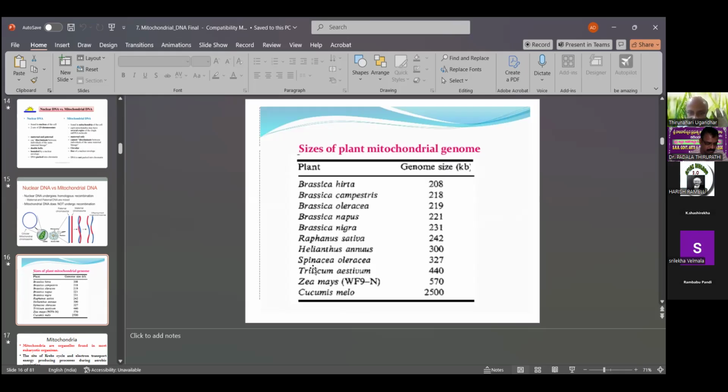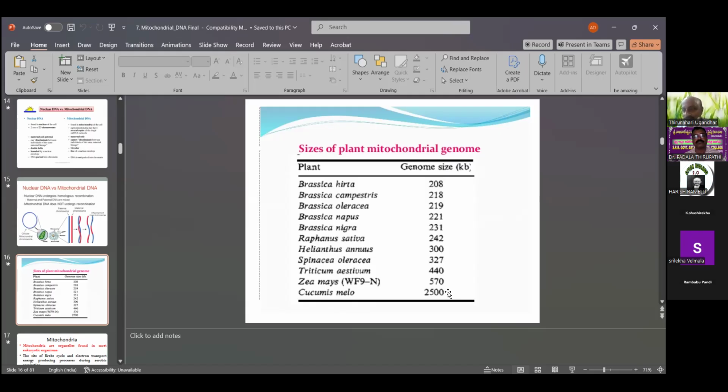But then Spinacia oleracea 327, Triticum aestivum, a monocotyledon, 440. This means dicot plants have a smaller mitochondrial genome size. Then there is also a monocot, Zea mays, which has 570. Then Cucumis melo has 2500.